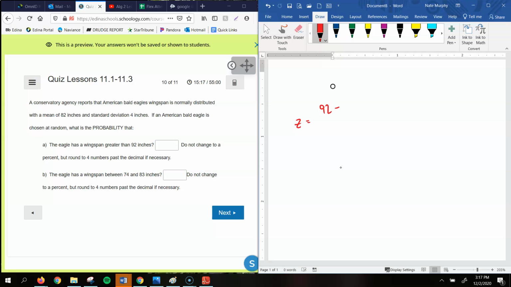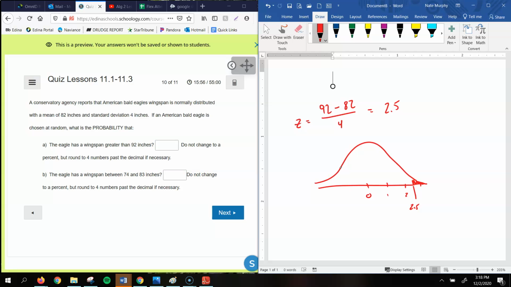So we're going to have 92 minus the mean, which is 82, divided by the standard deviation, which is 4. 92 minus 82 is 10, and 10 divided by 4 is 2.5. So we're dealing with 2.5. Now it's asking, what is the probability that the wingspan is greater than 92 inches? Again, 92 inches is 2.5 standard deviations above the mean. So we're looking at this. 2.5 would be right there, so we're looking at greater than 2.5. That little sliver is going to be a small amount.